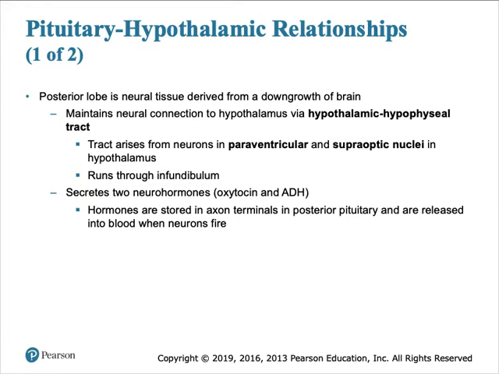So the posterior lobe is neural tissue derived, during development, from the brain itself. And it maintains connections directly to the hypothalamus. And it secretes 2 major neurohormones, oxytocin and ADH, or antidiuretic hormone. So think posterior is neural, okay? And that causes the release of oxytocin, which is important for labor.